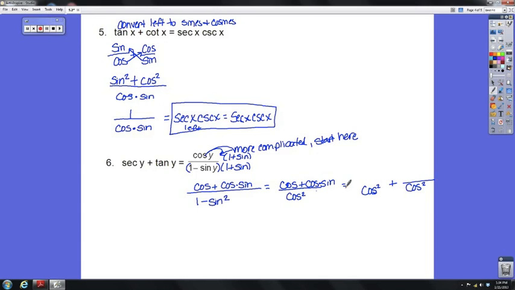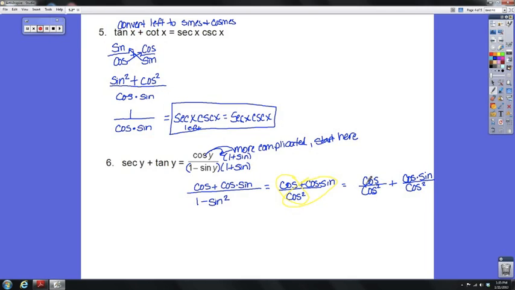I'm going to put cosine over cosine squared. So I'm going to look at this part of the fraction separately, and then I'm going to look at this part of the fraction separately, just so I can separate them and see what I can do with each part. And then I'm going to put cosine times sine over cosine squared. Let's look at each one separately.